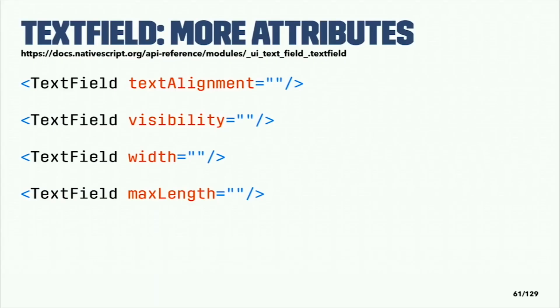And there are even more attributes like alignment or visibility. You would use that with, for instance, a Boolean to say, well, if someone hits this button or enters something in this input field, this text field, then the other one should also show, for instance. Or max length if you don't want more characters than 10 or something like that.